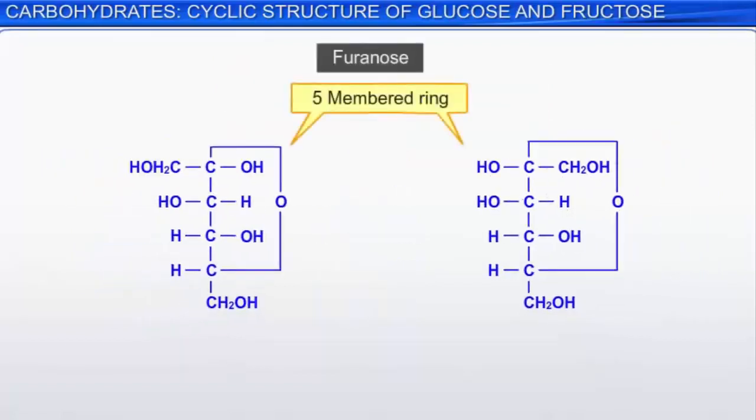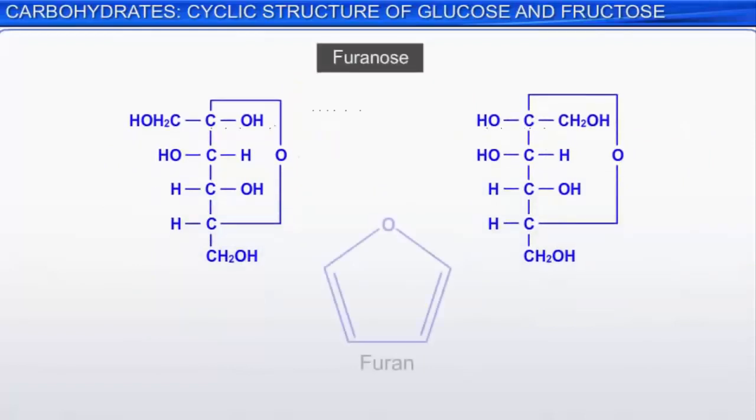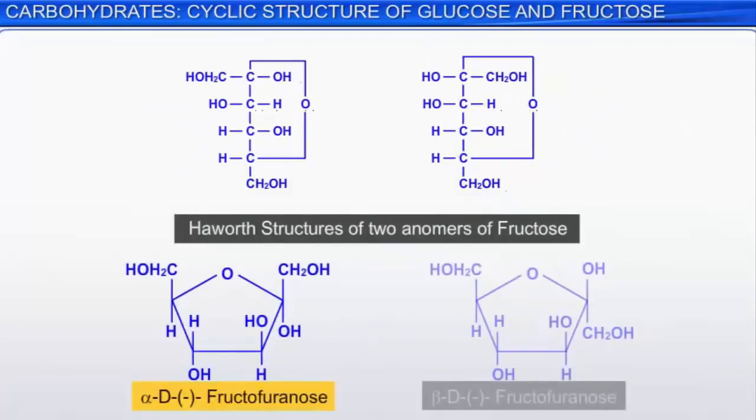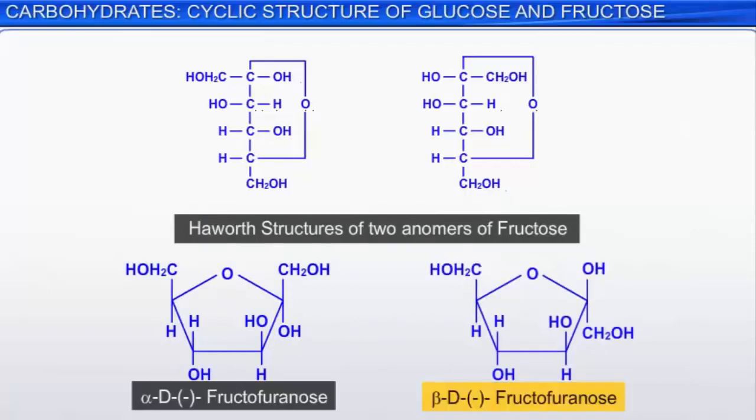The 5-membered ring structure of fructose is called furanose, in analogy with furan. Furan is a 5-membered heterocyclic compound. The furan molecule contains 4 carbon atoms and 1 oxygen atom. The cyclic structures of the 2 anomers are named alpha-D-(-)-fructofuranose and beta-D-(-)-fructofuranose.